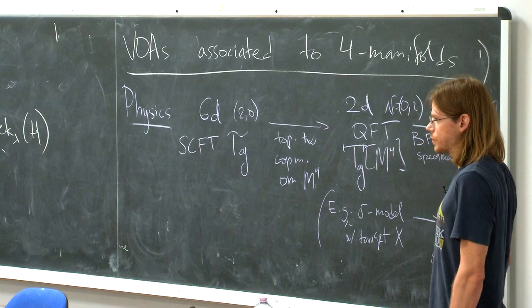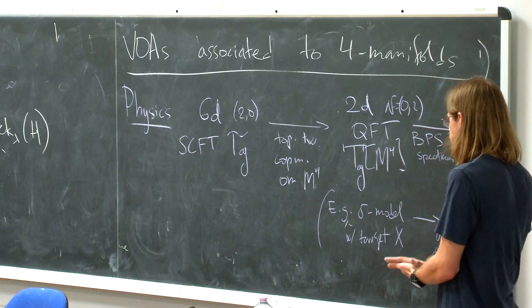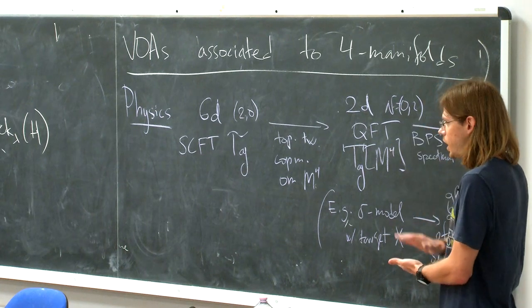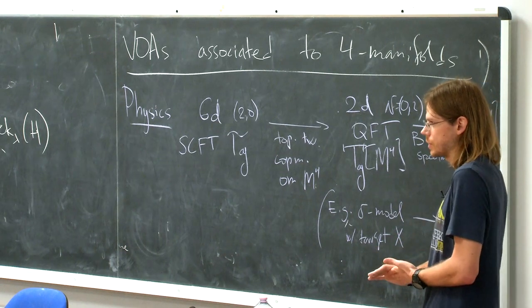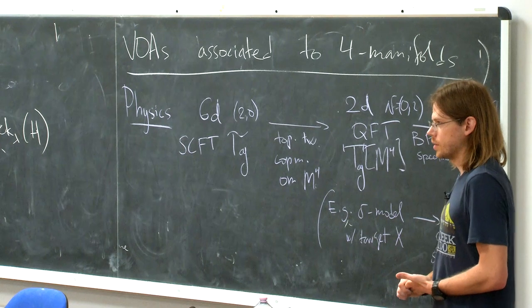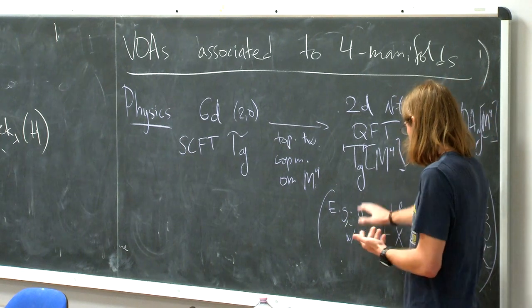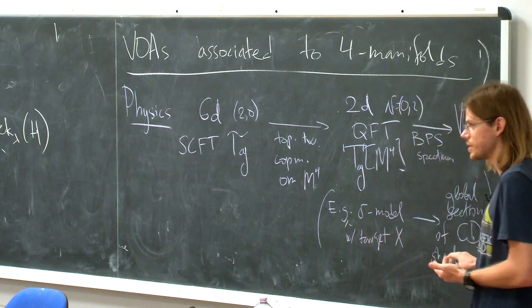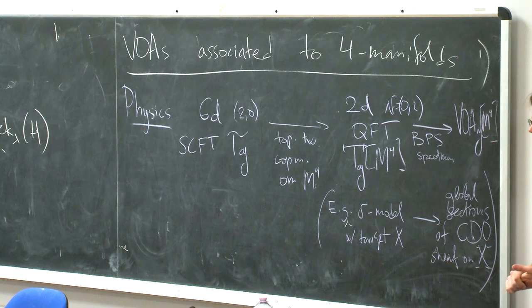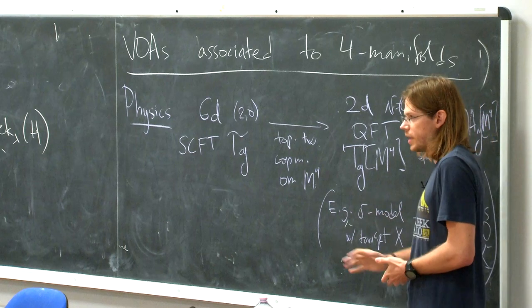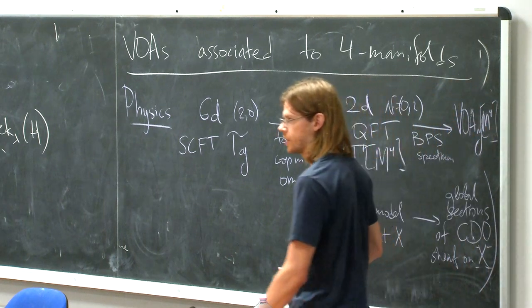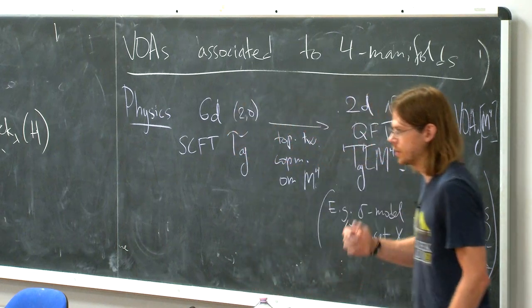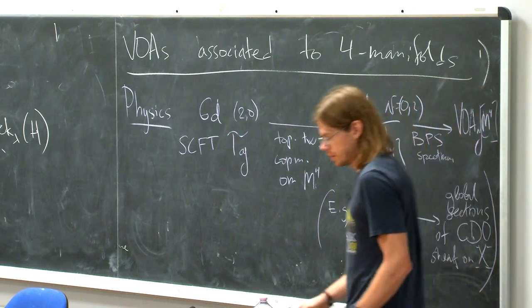If you have, for example, just the free (0,2) chiral multiplet, then the resulting VOA is the beta-gamma system. But more generally, if you have some sort of boson valued in this target X, you need to do this CDO construction. If you have some sort of GLSM description, then you need to do this Drinfeld-Sokolov business to construct it.